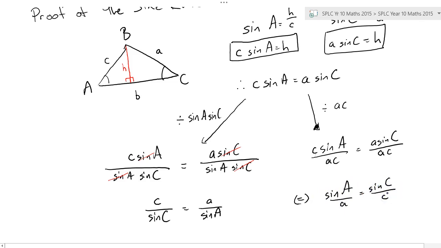And once again we've proved it. Look at that. Nice, quick and easy, but it's worth going over that once or twice just so you can see how proofs work in maths.